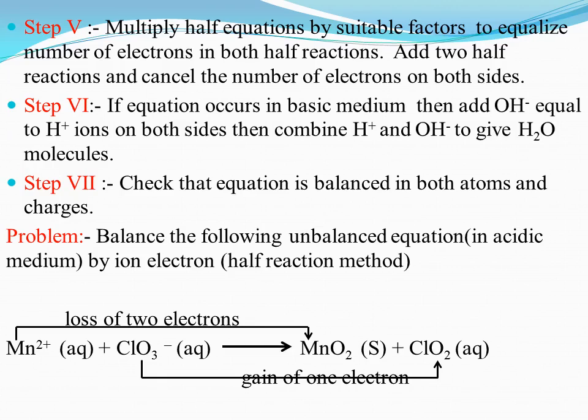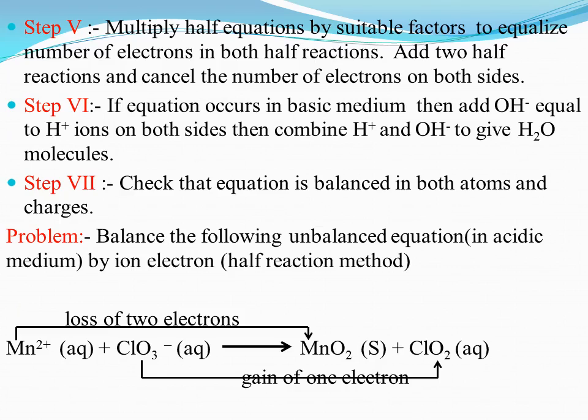Let us learn one problem over this by solving half reaction method. Balance the following unbalanced equations in acidic medium by ion electron method or half reaction method. See the reaction on the screen. Mn2+ + ClO3- gives MnO2 + ClO2.